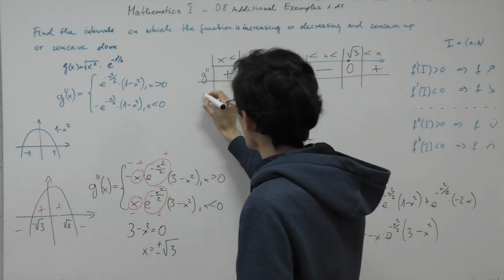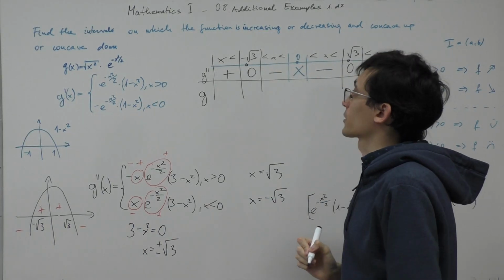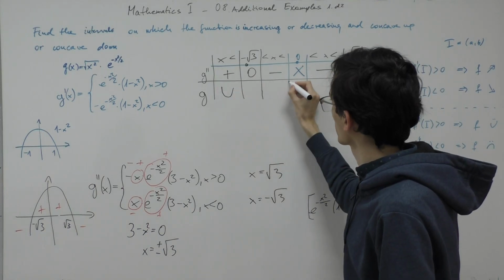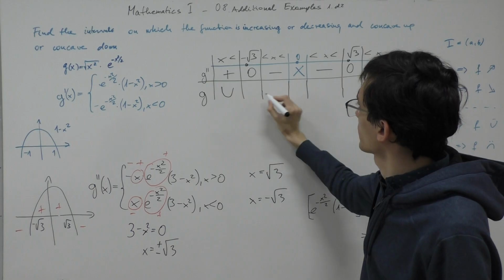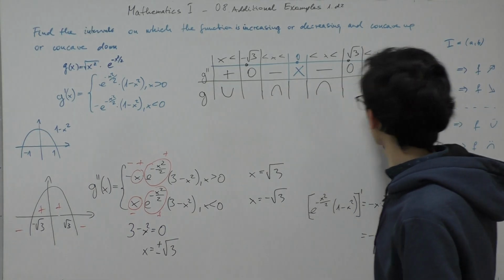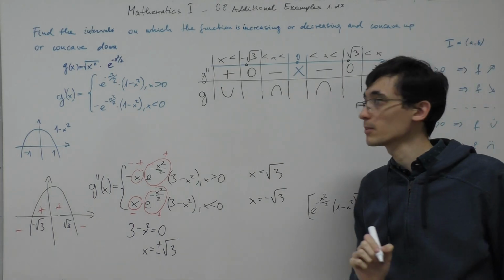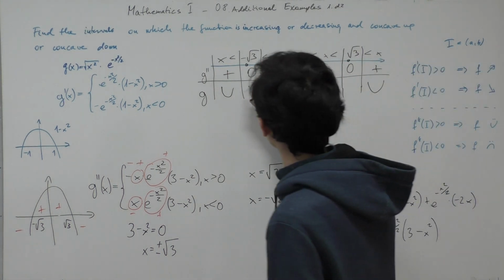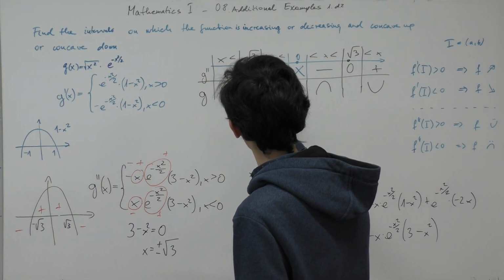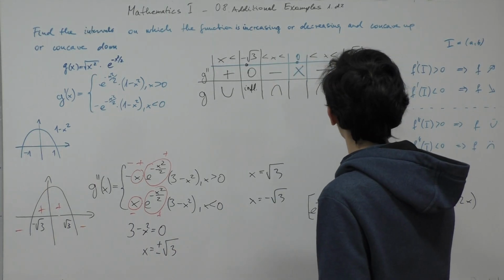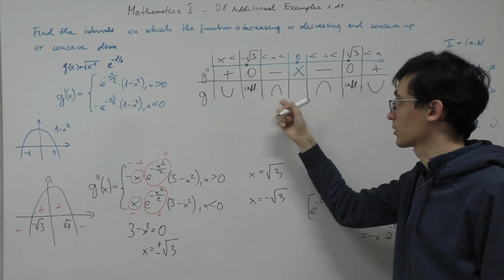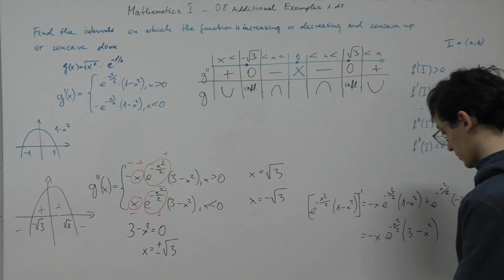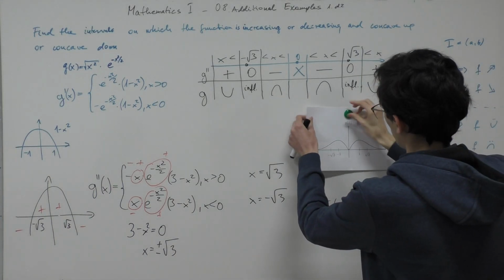And now we can figure out the concavity of our function g. It will be, of course, concave up on this interval, concave down on this interval, concave down here, and concave up on our last interval. And we are done with the exercise. But we can easily tell that the function has an inflection point here, an inflection point here, and since the concavity doesn't change, it has no inflection point here. And if we were to graph the function, we would find that it looks like this.